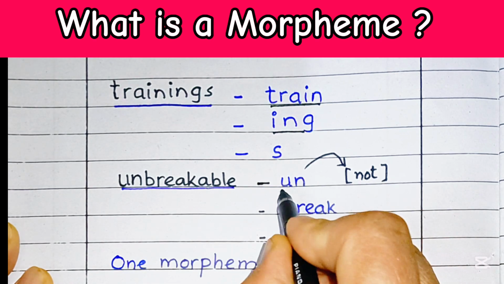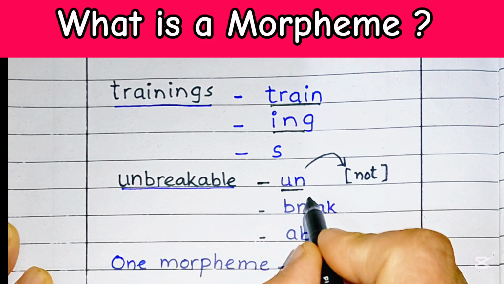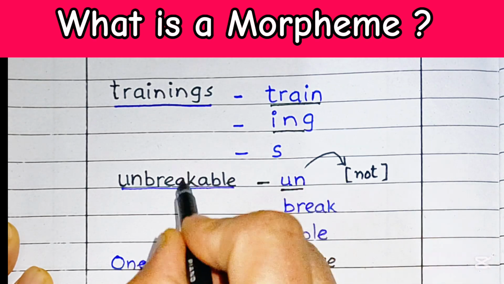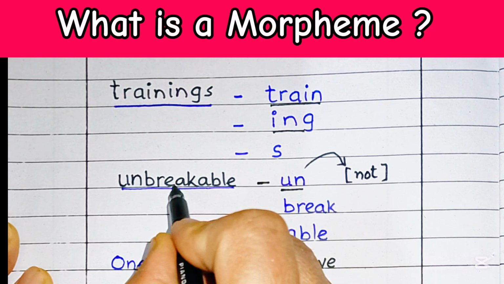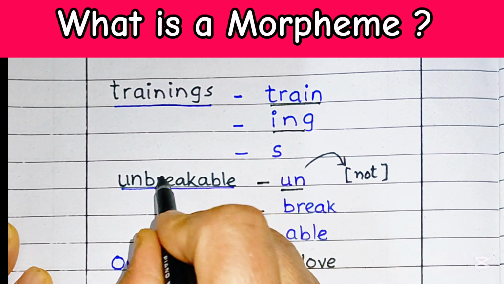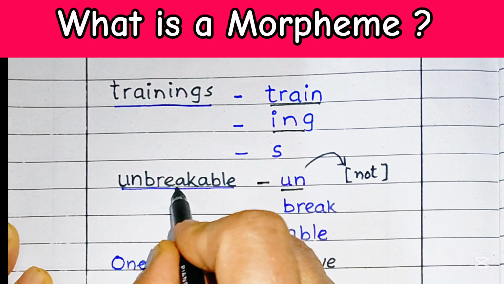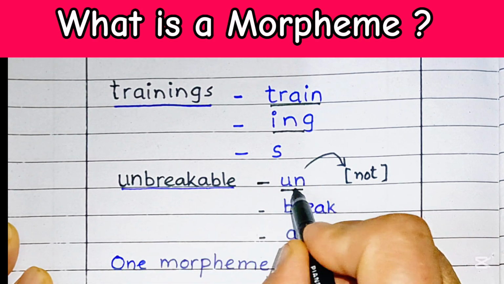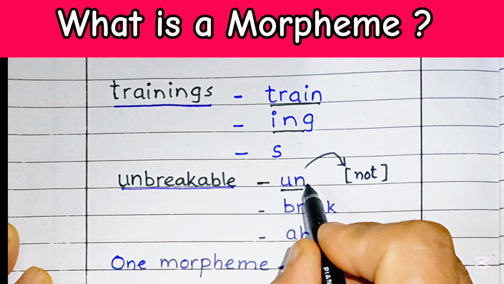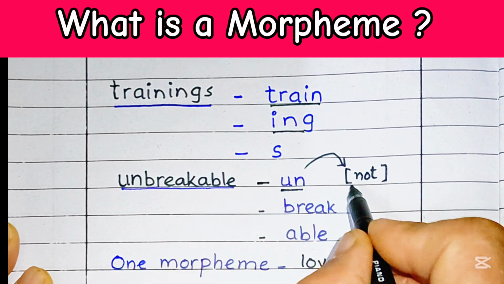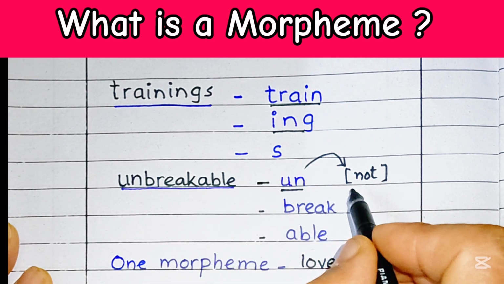So we can see that this un has the independent meaning, and hence it can change the meaning of the word it attaches to, like unbreakable. From breakable to unbreakable means initially it was breakable. Once we add un, it changes the meaning of that word into not breakable.